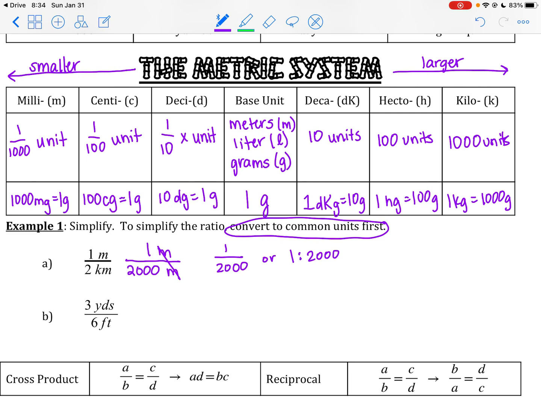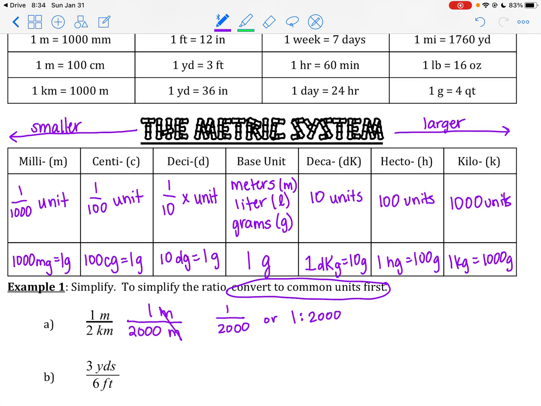So we want to get these into common units. I can change yards to feet by looking at my comparison here. So 1 yard is 3 feet. So if this is 3 yards, that would be the same thing as 9 feet. So 3 yards equals 9 feet. That's because each yard has 3 feet in it. So 3 times 3 is 9.